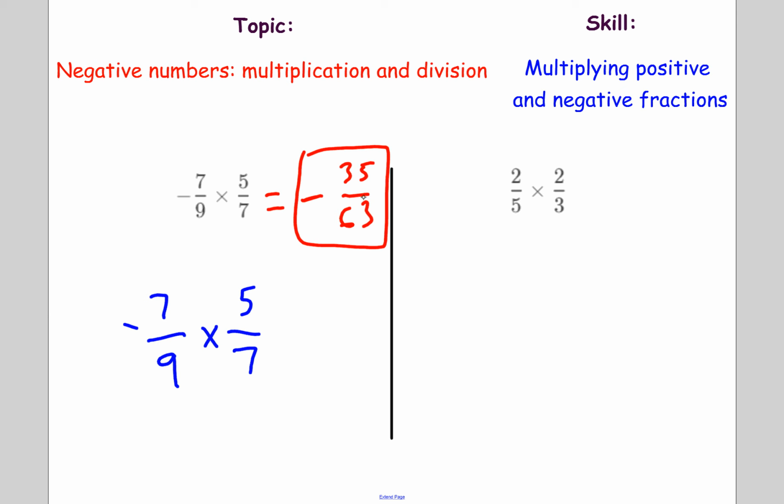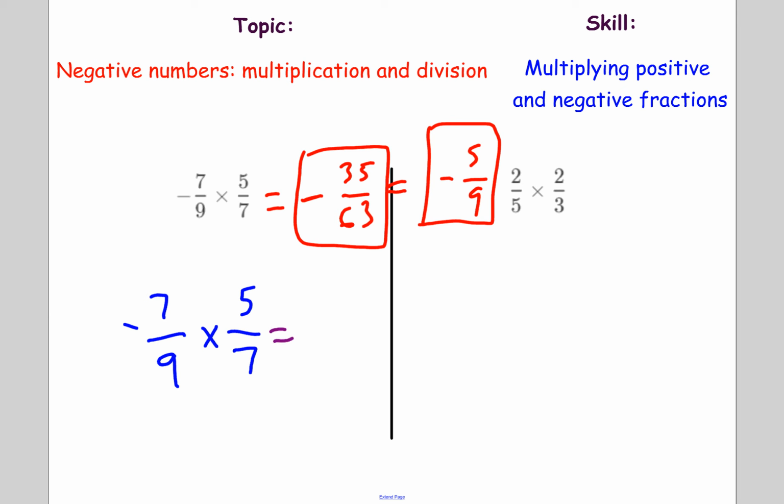So to simplify this, you'd have to find out what number goes into both 35 and 63. As you think about it, you might realize that the number that goes into both 35 and 63 is 7. So this becomes a negative 7. 7 goes into 35 5 times, and 7 goes into 63 9 times, and the answer is negative 5 ninths. Now, I call that the hard way because watch how easy it could have been if we did this.